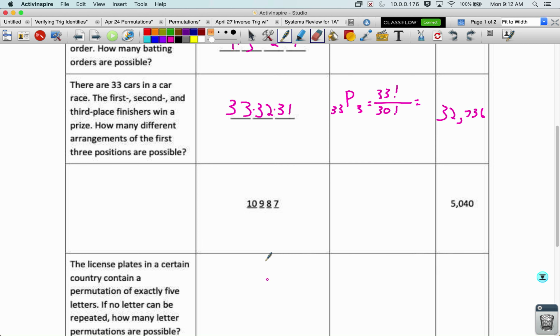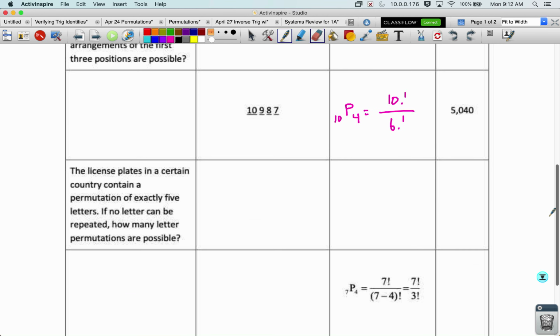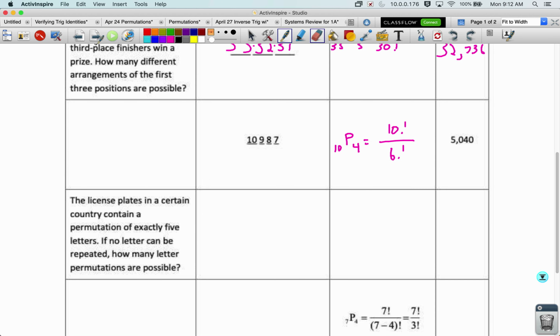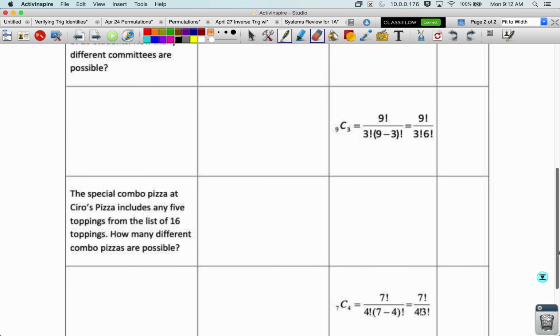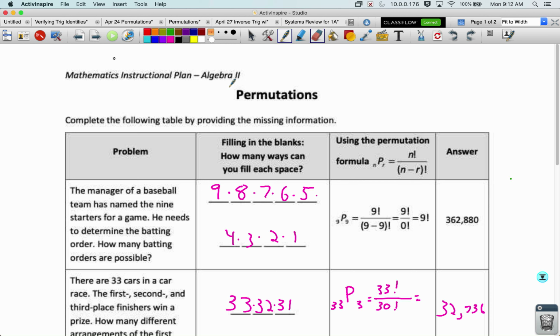Okay, next column, we just see 10, 9, 8, 7, and we know that that's 5,040. So what's happening here, this is a 10 pick how many? 1, 2, 3, 4 situation where we did 10 factorial over 6 factorial. But what could be the word problem for this? I'll let you think for a second what could be happening here. Let's see, we've got baseball, cars, license plates. On the other side, baseball, committee, pizza. We got to pick something that's different than all of that.